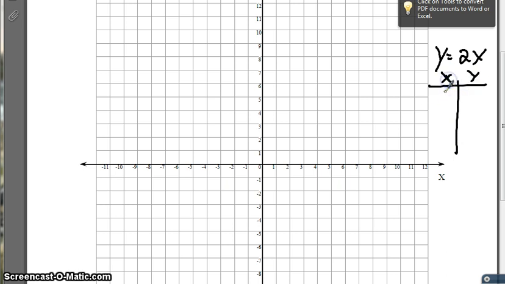X and y. So x is 0, y is 0. Zena says 1, Janos says 2. Zena says 2, Janos says 4. Zena says negative 2, Janos says negative 4, because we're doubling them. All right? Graph it. 0, 0. 1, 2. 2, 4. Negative 2, negative 4. You can connect the dots.